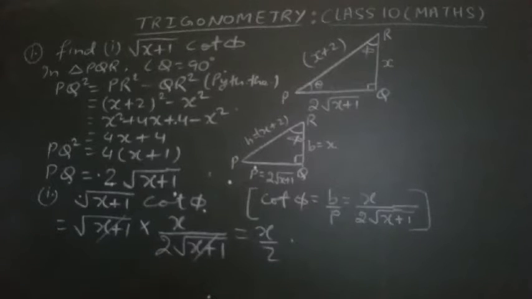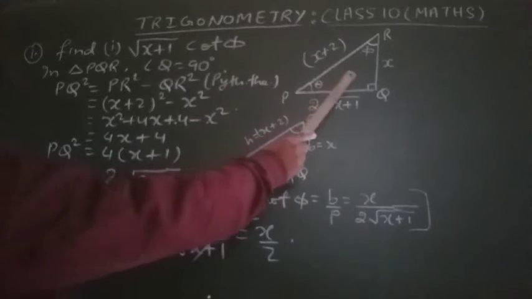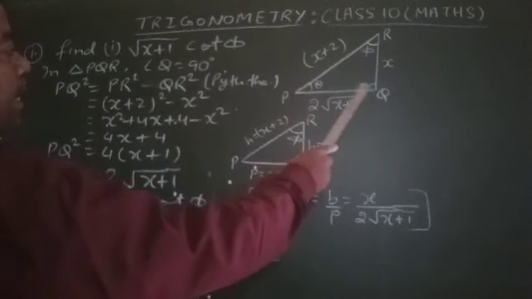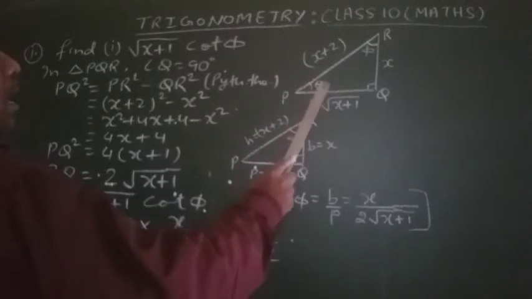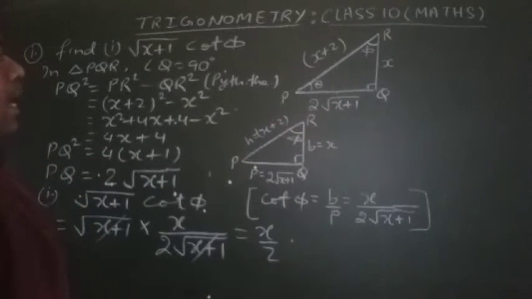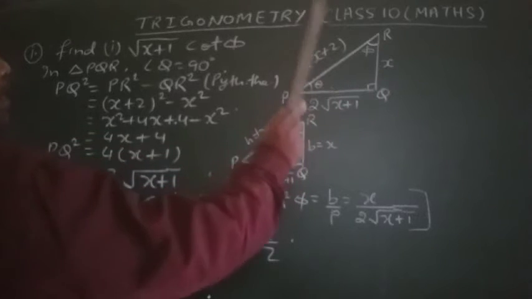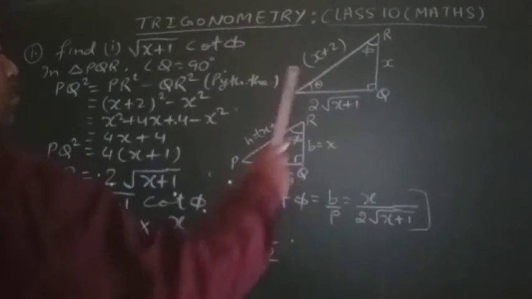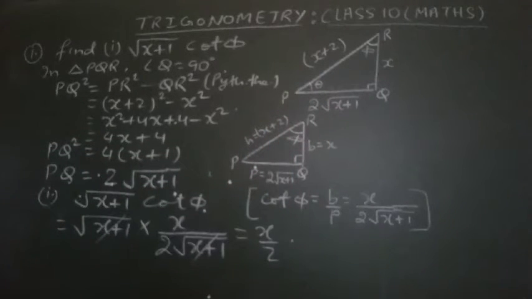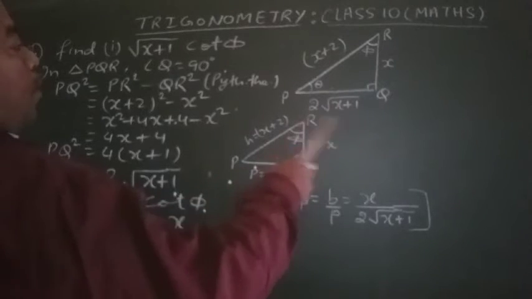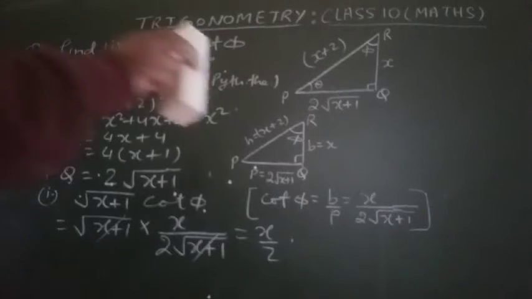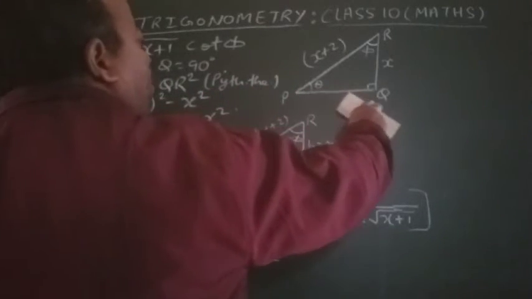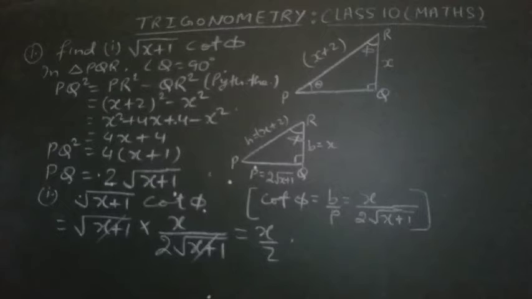Look at this. This is a right angle triangle. The name of this right angle triangle is PQR. Here angle Q is 90 degrees, angle P is theta, angle R is phi, and QR is x plus 2. In the question it was not given, it was unknown. So what do I have to do? We have to find the value of 2 under root x plus 1.